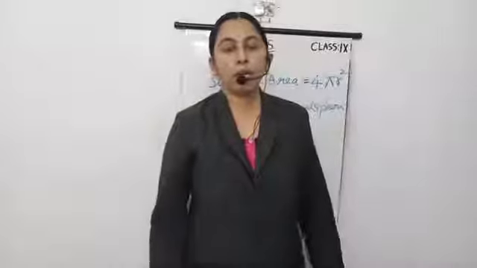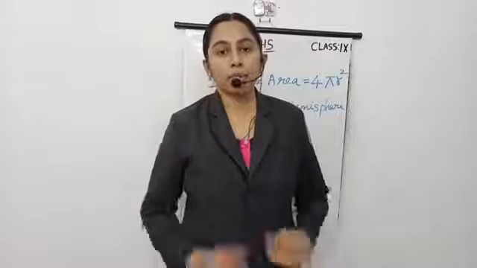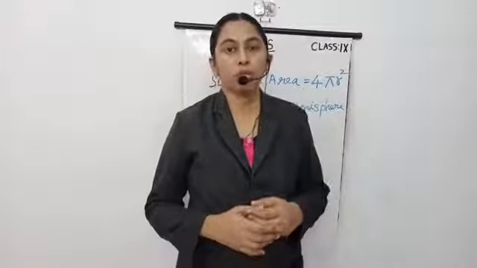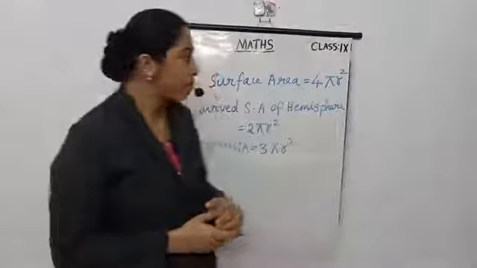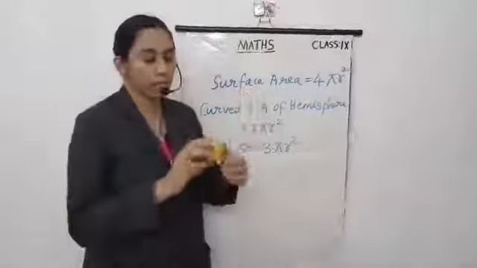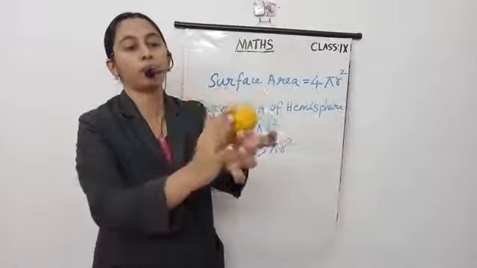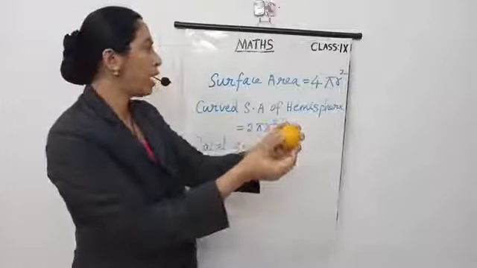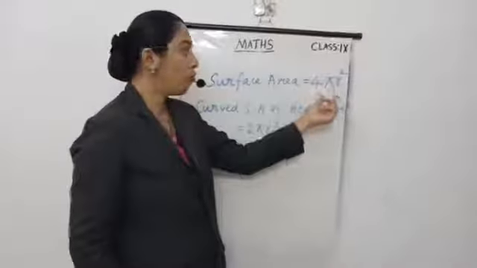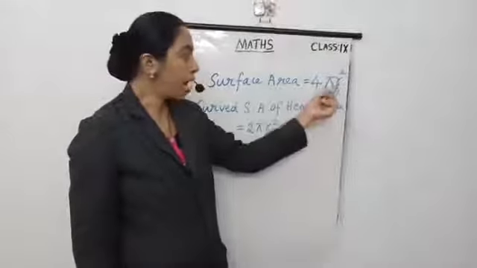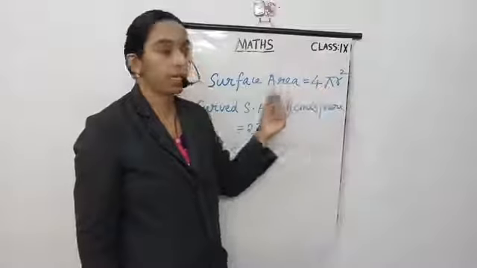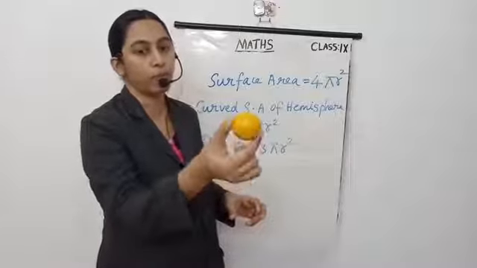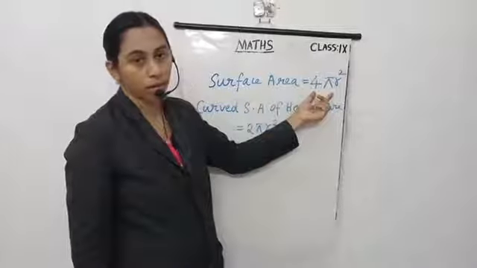We already learned in 8th class about the surface area of a sphere, the curved surface area. So let's revise that. Surface area means the area of this surface. So the surface area of this sphere is 4 pi r square, where r is the radius and pi is 3.14 or 22 by 7.